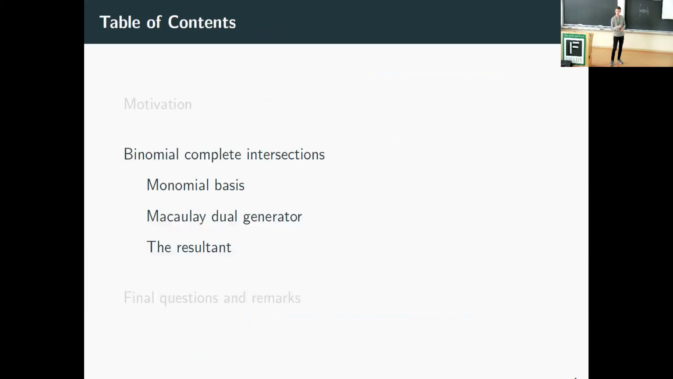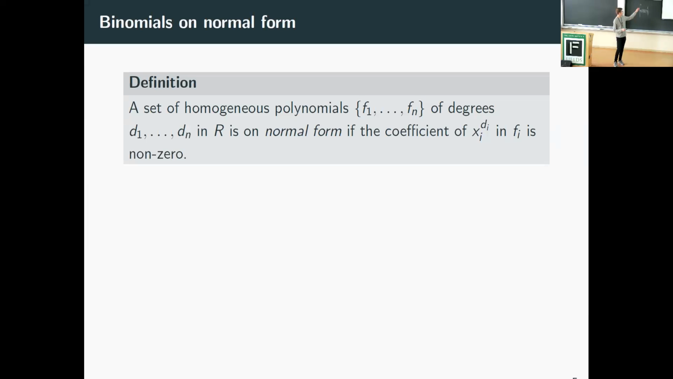So that is what I'm going to talk about now. We have three main results that I want to mention, related to a monomial basis, the Macaulay dual generator, and the resultant of such ideals. But first, let's make sure that we understand what this class of binomials includes. We say that a set of homogeneous polynomials f1 to fn of degrees d1 to dn are on normal form if the coefficient of xi to the di in the ith polynomial is non-zero.